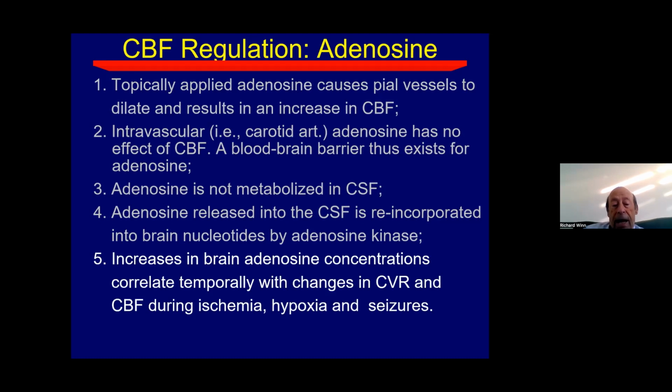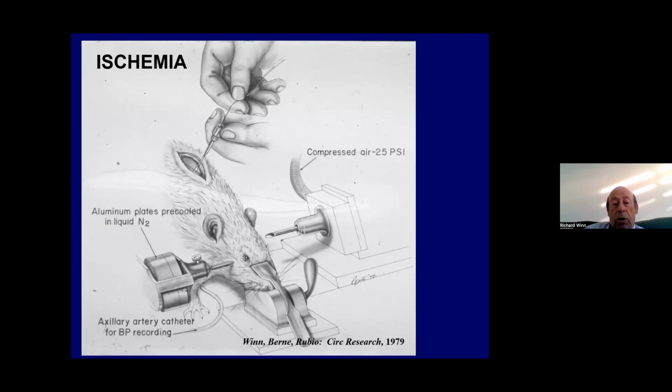And now we get into the physiology, and that is increases in brain adenosine concentration correlate temporally with the changes in cerebral vascular resistance and cerebral blood flow during ischemia, hypoxia, and seizure. Let me just show you some of this data. And here's the experimental paradigm that we used, and it actually revealed one of the very few advantages in those days of training in general surgery prior to going into neurosurgery.